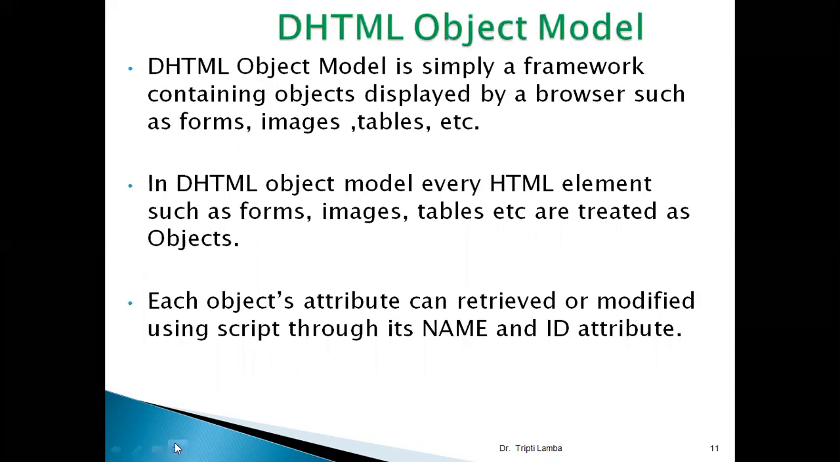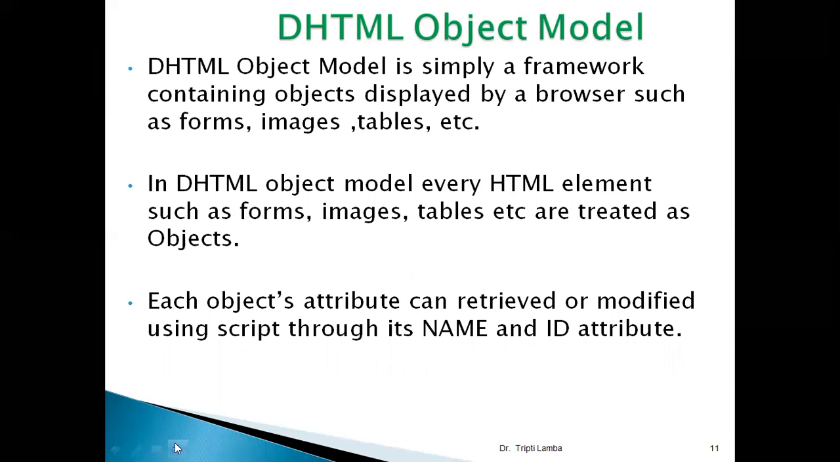Now let's talk about the DHTML object model. What do you mean by this? The DHTML object model is simply a framework containing objects displayed by your browser. You can have a form, images, a table. In the DHTML model, every HTML element such as a form or image is treated as an object. Suppose you created any form or any image, that will all be treated as an object.